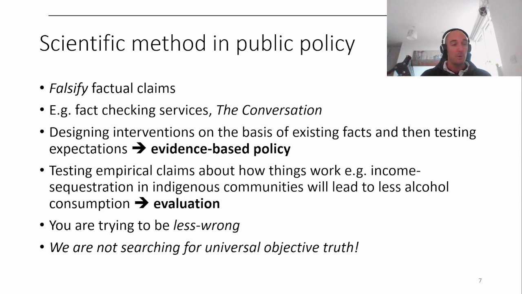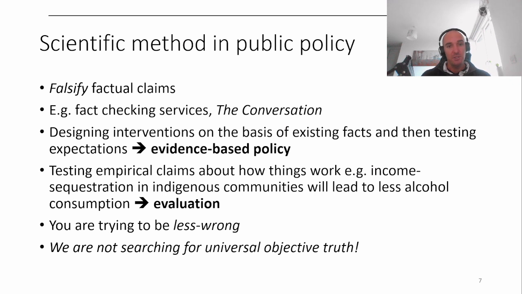And then we want to test these policies that we implement. So this is what I really think evidence-based policy is. Evidence-based policy is about testing the things that we're doing and getting rid of the stuff that doesn't work. So we're falsifying the stuff that doesn't work. We're trying to be less wrong. The point of evaluation is to be less wrong, not to be more right. Okay? We're certainly not searching for universal objective truth.